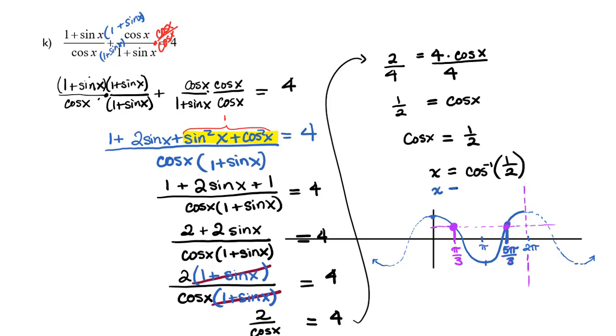We'll go ahead and say x is equal to pi over 3 plus 2 pi k, and also x is equal to 5 pi over 3 plus 2 pi k.